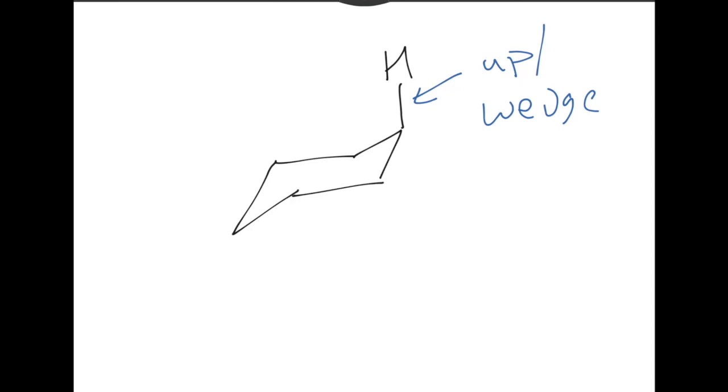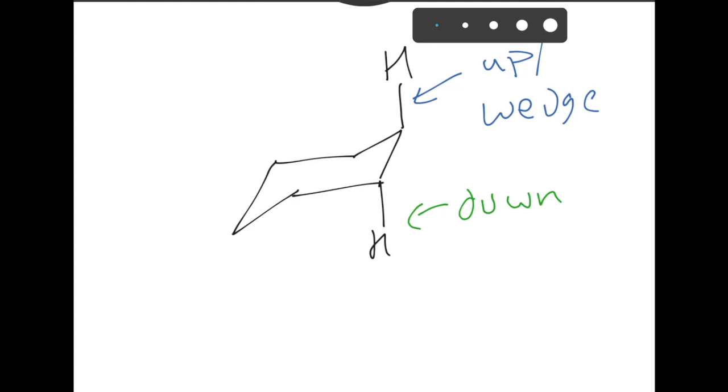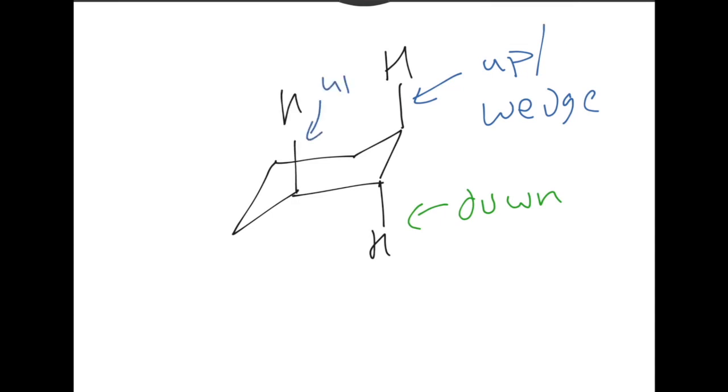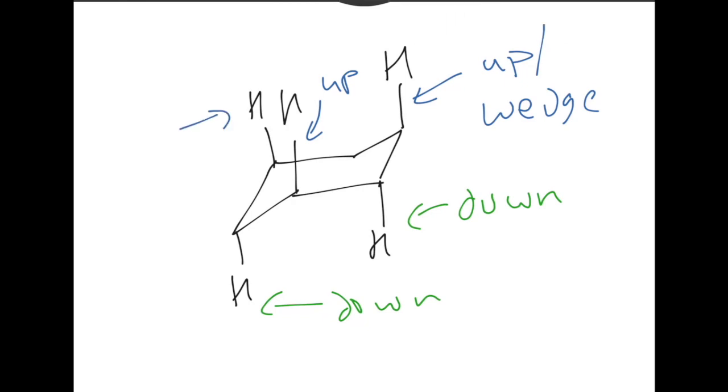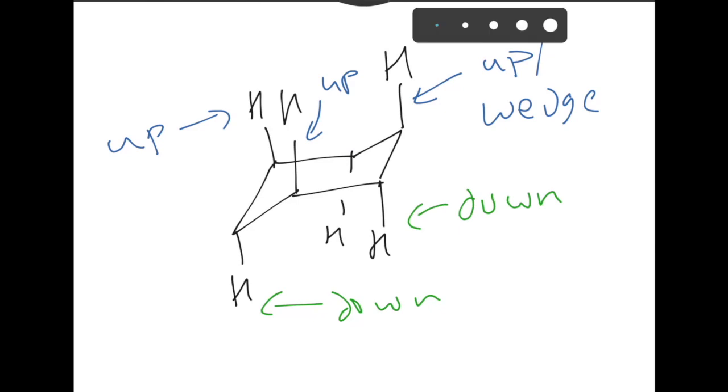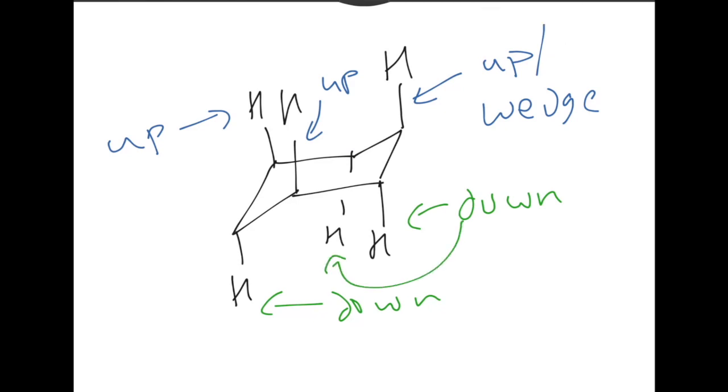Now, all your axial groups then alternate around the cyclohexane. This hydrogen is down. This one is up, down, up. This one's a little hard to draw. And this one is down. So we can use that to actually go from the skeletal structure to the chair structure.